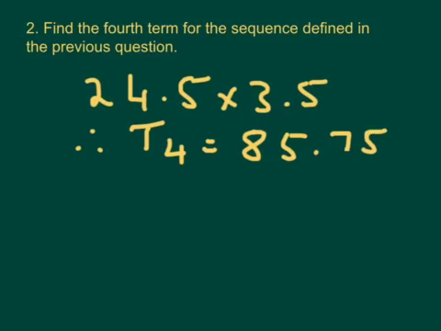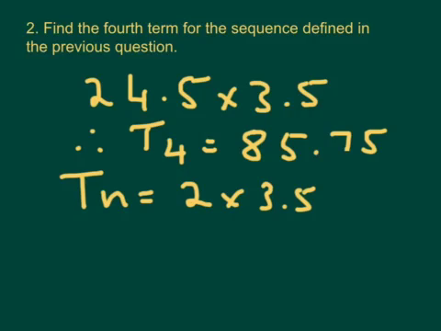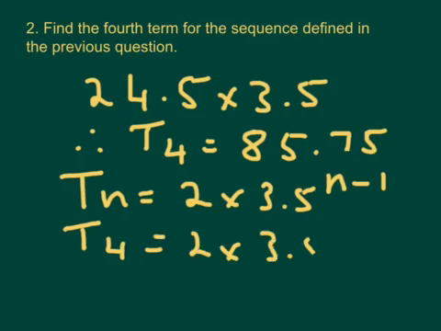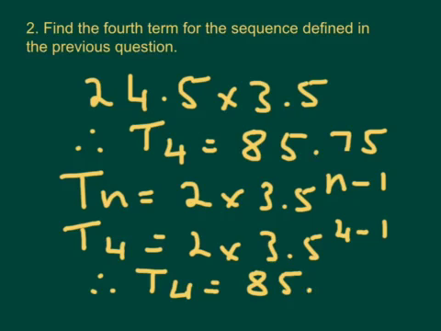Now the second way is a more mathematical approach, and that is to use our rule that we found, Tn equals 2 times 3.5 raised to the power of n minus 1, and substitute 4 in place of n. So the fourth term is equal to 2 times 3.5 raised to the power of 4 minus 1, which is 2 times 3.5 cubed, and from your calculator you'll find that T4 equals 85.75 as before.